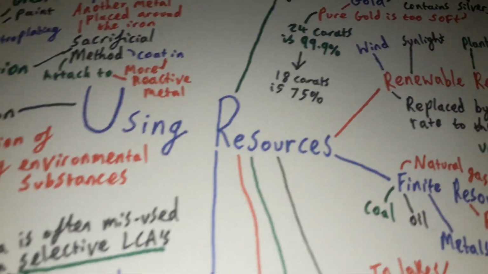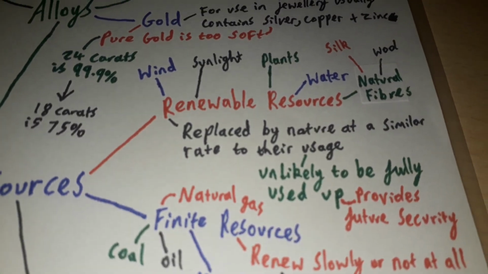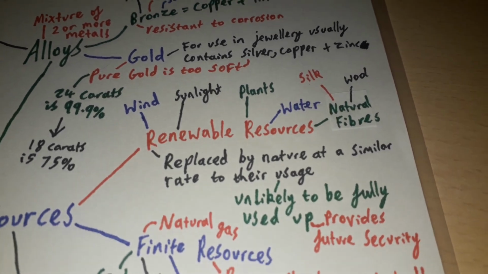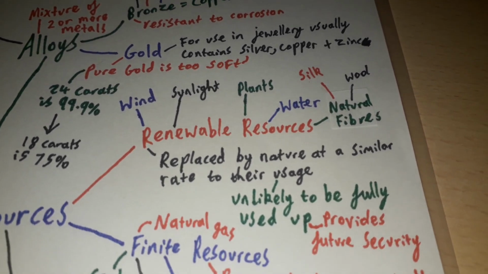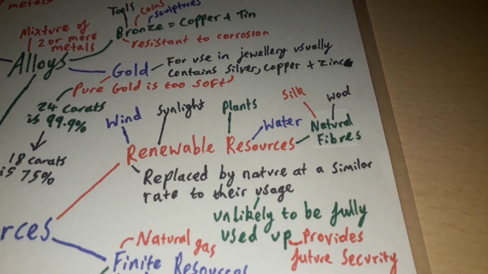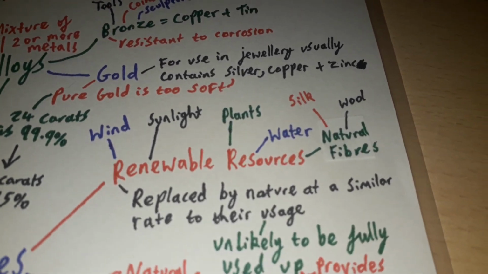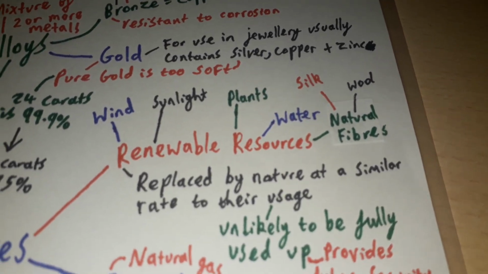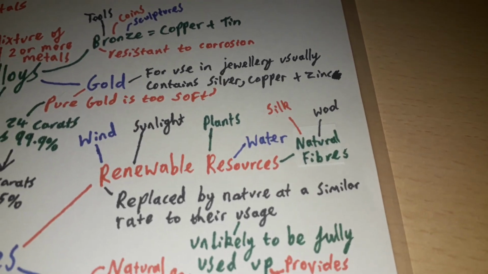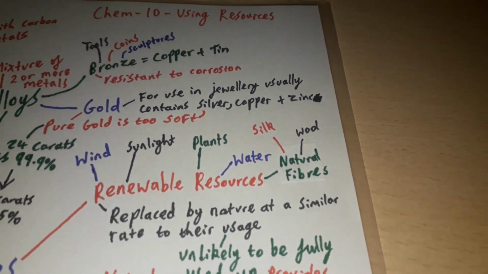So let's start with the different types of resources. First we've got renewable resources, and these are resources that are replaced by nature at a similar rate to their usage. This means that they're unlikely to be fully used up, so provide future security, as they're always going to be able to be produced and taken. Renewable resources include wind, sunlight, plants because we keep growing them, water because of the water cycle, and natural fibres such as silk and wool because they come from animals.